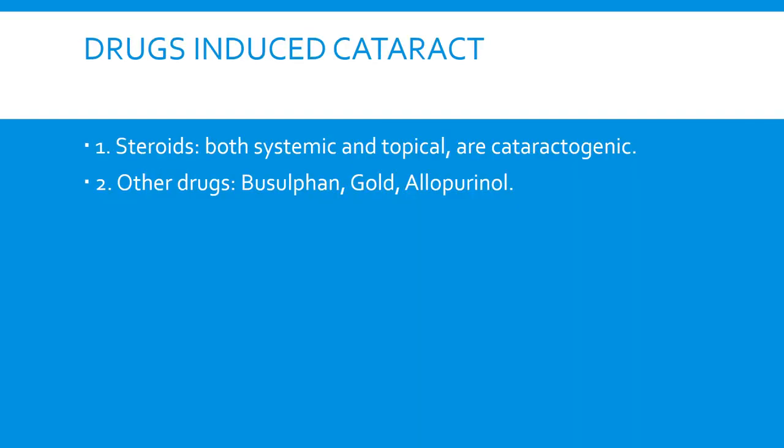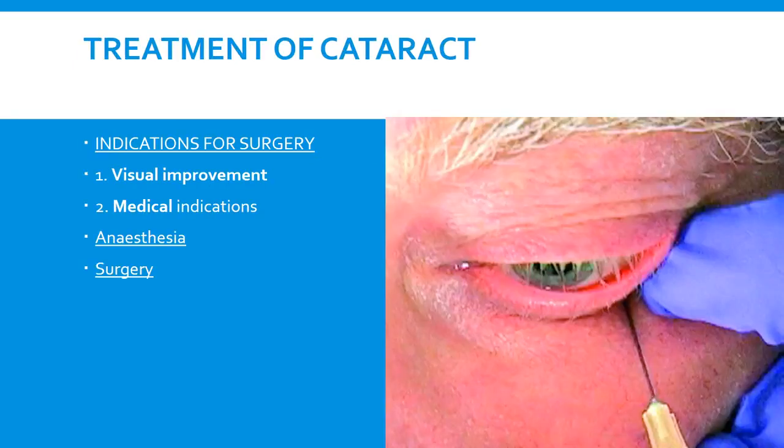Drug-induced cataract. One of the most common drugs that result in cataract formation, steroids, both systemic and topical, are cataractogenic. Other drugs: busulfan, gold, allopurinol. Treatment of cataract. There is no medical treatment to prevent the development or progression of cataract. Treatment only by surgery.